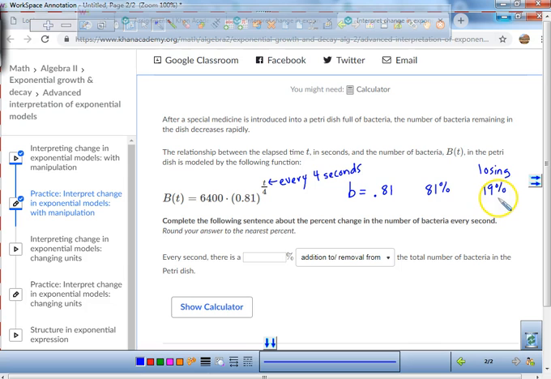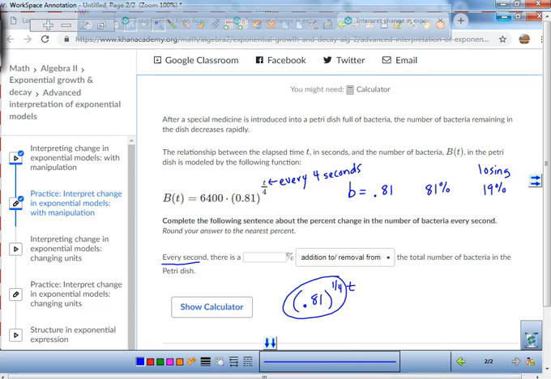Well, we want to do it not every 4 seconds. We want it to be what? Every second. So here's what you're going to have to do in the calculator. You're going to have to do 0.81, but you're going to raise it to the power of 1/4 of t. Now, this is what you're going to have to do in the graphing calculator. I can't do that just in my head.